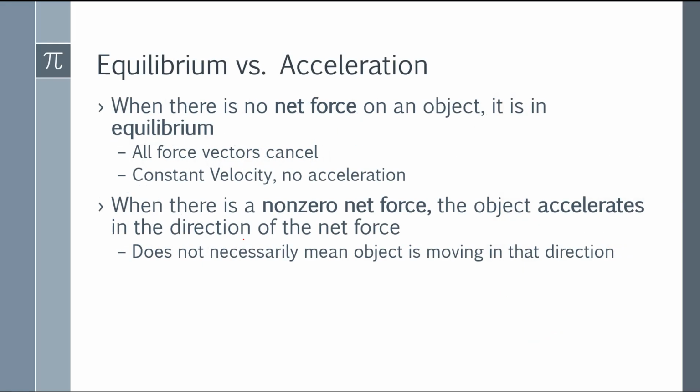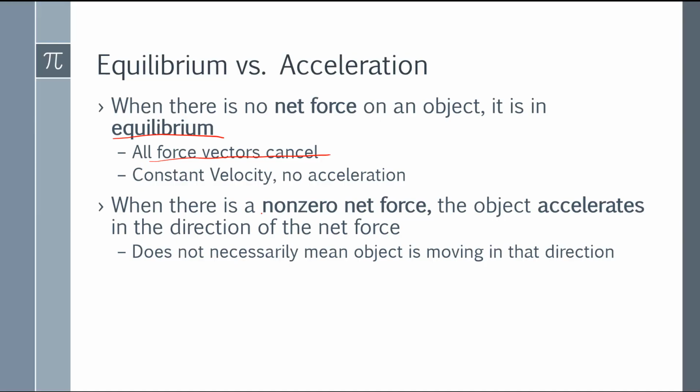From Newton's first law, when there is no net force on an object, it's not going to accelerate. It's going to go at a constant velocity. And we call that state translational equilibrium. All the force vectors cancel, if there are any, or there are no force vectors on it. And so we get a constant velocity or no acceleration.